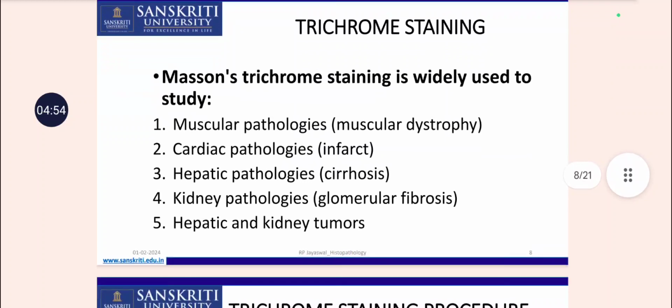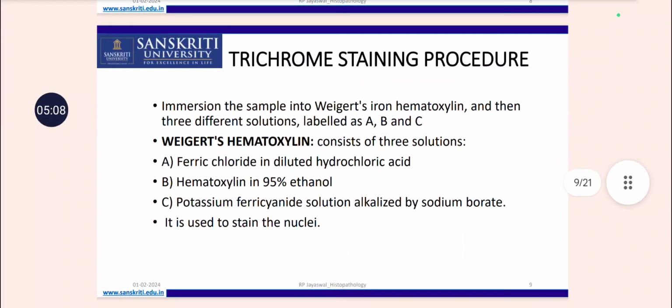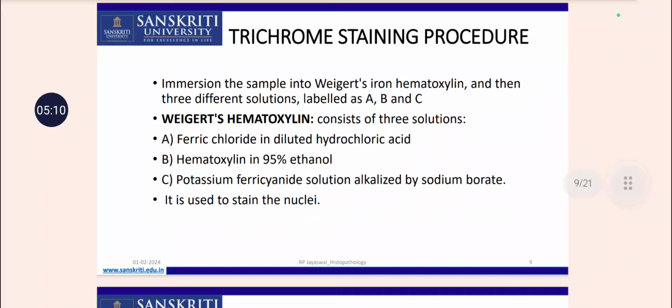Masson's trichrome staining is used to study various disorders like muscular pathologies, cardiac pathologies, hepatic pathologies, kidney pathologies, and hepatic and kidney tumors. What are the procedures? First of all, the sample is immersed into the Weigert iron hematoxylin, and there are three different solutions labeled A, B, and C.